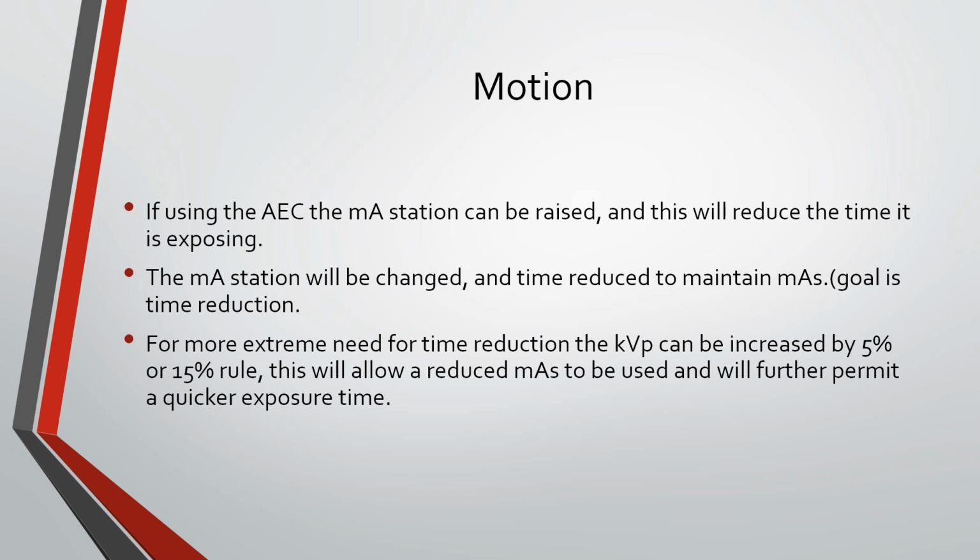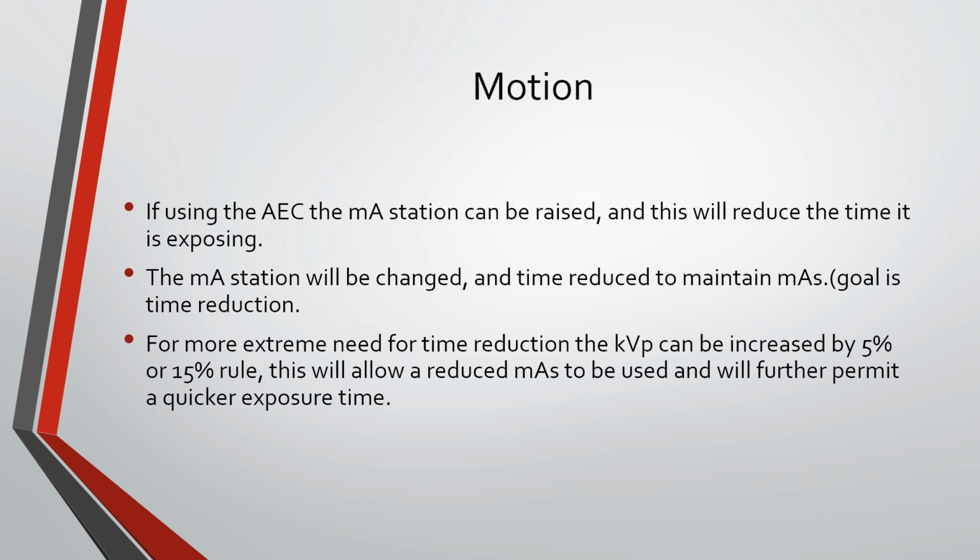For more extreme needs for time reduction, the KVP can also be increased. So we can increase the KVP by 5% or maybe even 15%. Okay, we keep the MA high, whether we're doing a fixed technique or we're using the AEC. We keep the MA high. This will allow the time to be reduced.